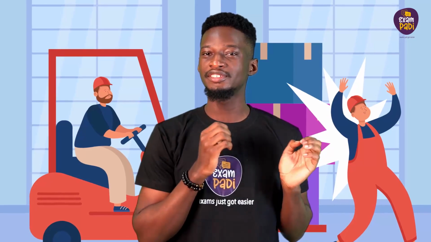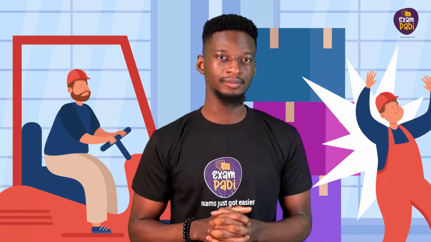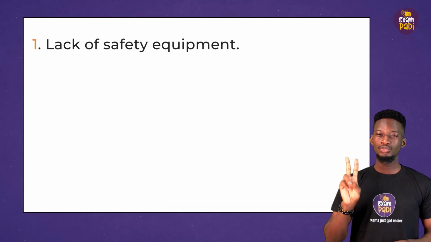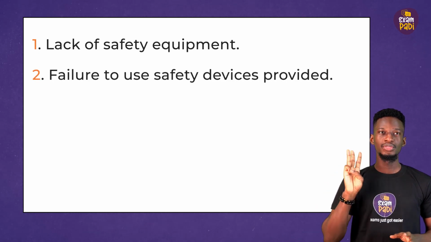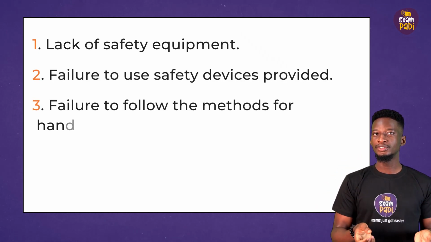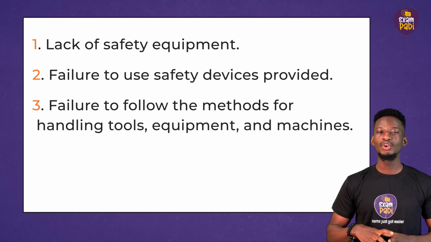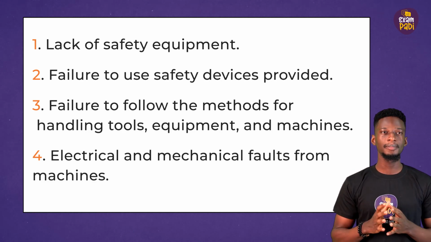The primary causes of accidents are unsafe conditions of machineries, equipment, or surroundings, or ignorance. It can be broken down into: 1. Lack of safety equipment. 2. Failure to use safety devices provided. 3. Failure to follow the methods for handling tools, equipment, and machines. 4. Electrical and mechanical faults from machines.